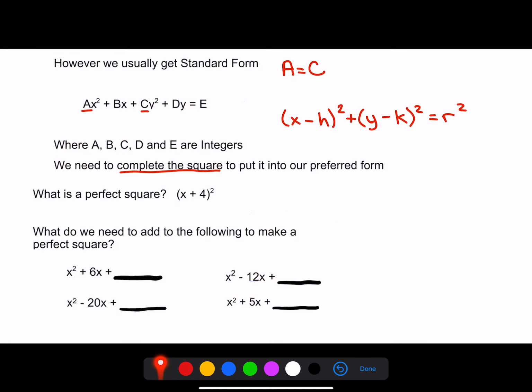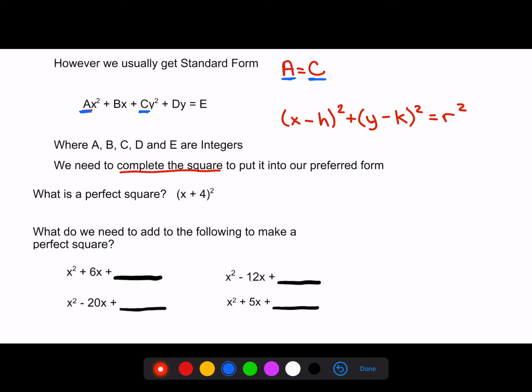All right, next up. This is how we get to standard form for circles, especially if we're not given it explicitly in this form right up here right away. So we're trying to get from this ax squared plus bx plus cy squared plus dy equals e, to here. Now, in this case, a, b, c, d, and e are integers. The main thing that we want is we want a to be equal to c.